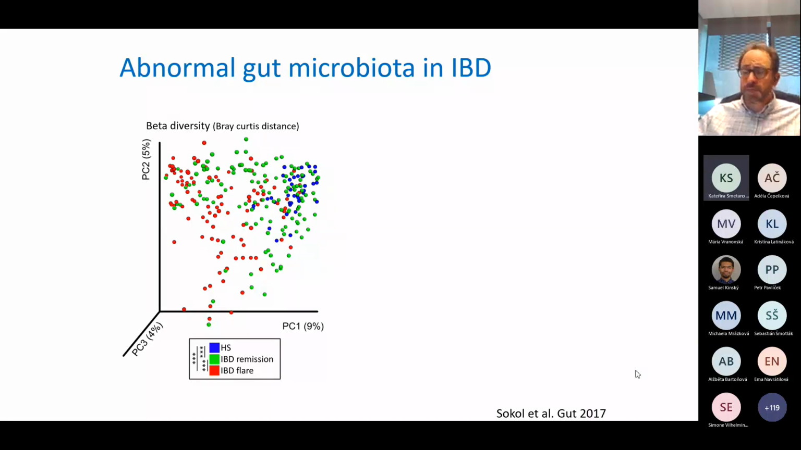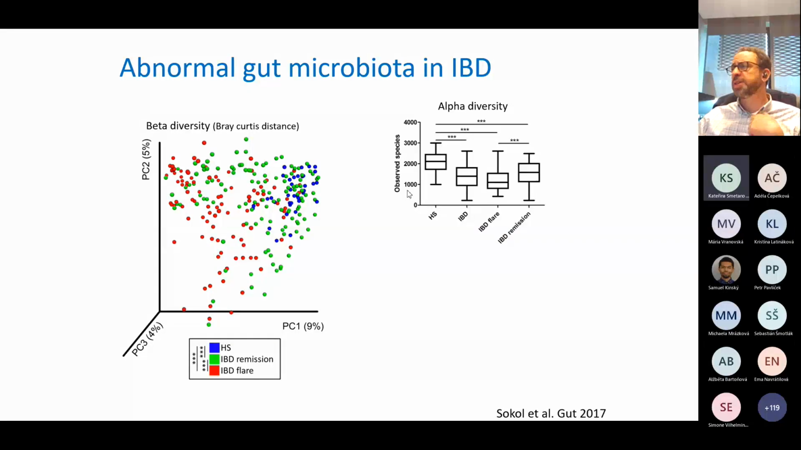So in this disease, patients have indeed an abnormal microbiota. On this type of figure, each dot represents the microbiome of one subject, and if two dots are close, it means that the microbiomes are similar. If the dots are far, it means that they are different. And here you can clearly see that the healthy subjects are in blue, and the patients with IBD with active flare are in red, while the patients with IBD in remission are basically overlapping between the two groups. So the microbiome is different. Another characteristic of this microbiome is that its diversity is decreased compared to healthy subjects.